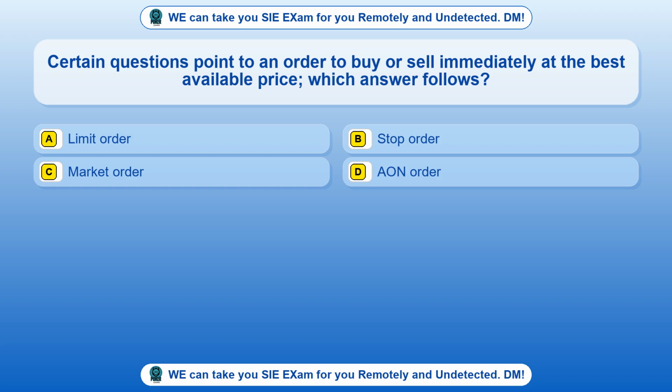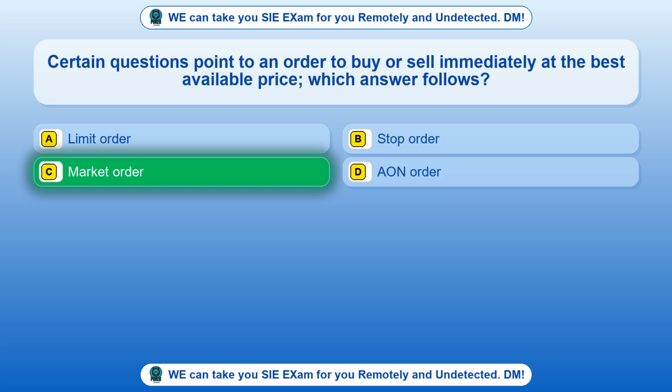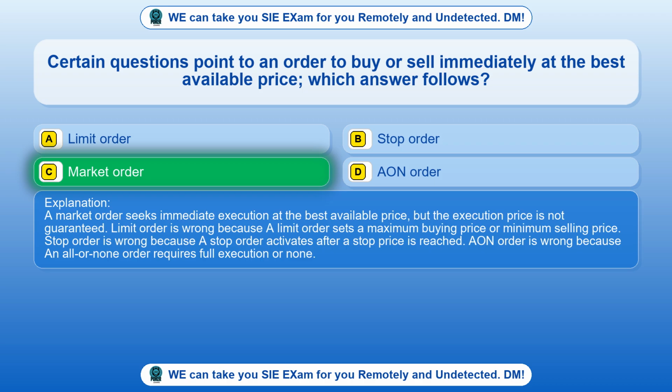Option D, on order. The correct answer is option C, market order. A market order seeks immediate execution at the best available price, but the execution price is not guaranteed. Limit order is wrong because a limit order sets a maximum buying price or minimum selling price. Stop order is wrong because a stop order activates after a stop price is reached. On order is wrong because an all or none order requires full execution or none.